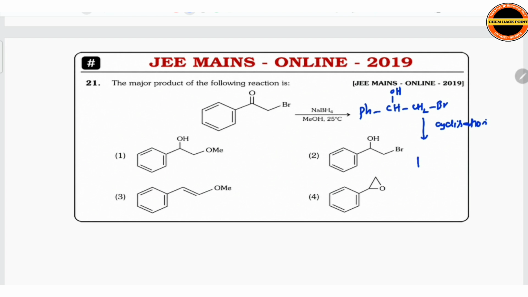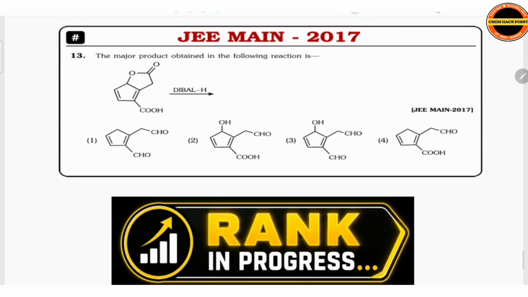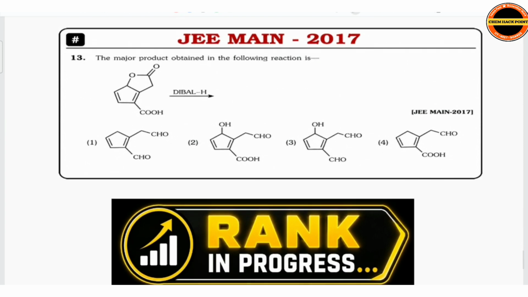So, if I see the intramolecular cyclization here, ring formation occurs by the removal of bromine. From the compound, bromine is removed, intramolecular cyclization after removal of HBr. So overall, the answer is the fourth option. 2019 JEE Mains question, simple. First we convert the carbonyl group into alcohol, after that intramolecular cyclization occurs and the final product is this one, fourth option. Next, JEE Mains 2017 question, DIBAL-H, diisobutyl aluminium hydride based question.